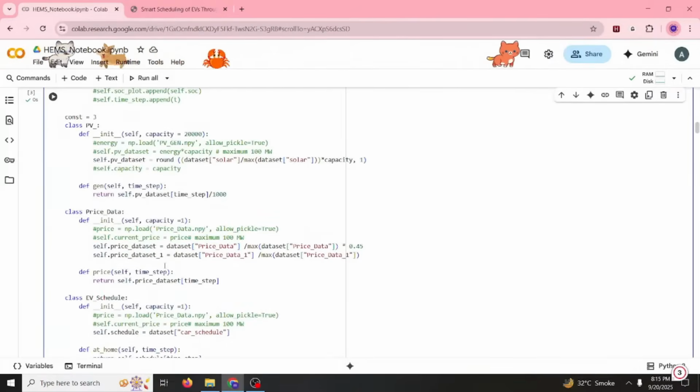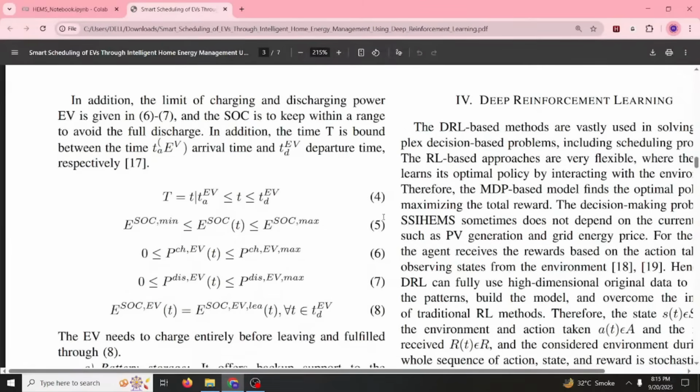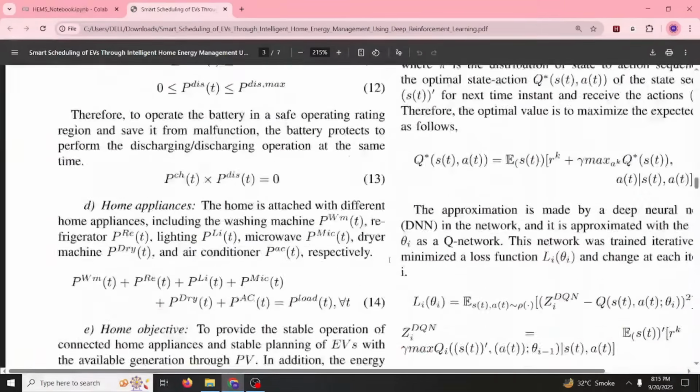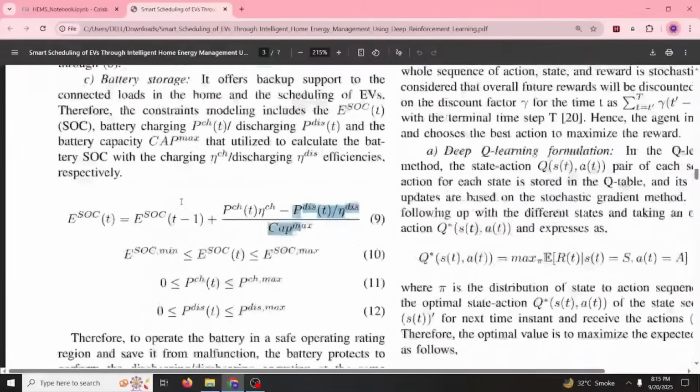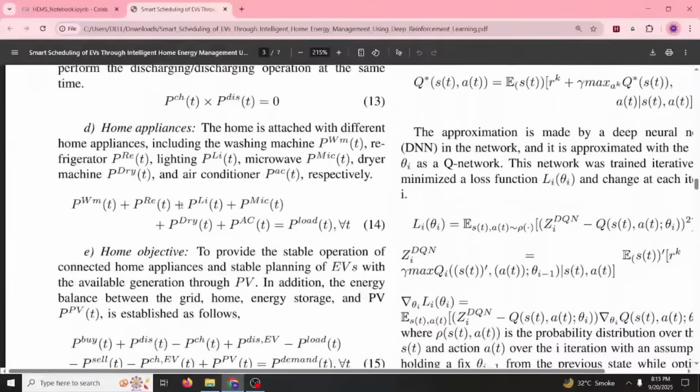Now let us move towards the photovoltaic generation. For photovoltaic generation, we can simulate this data as well, but using realistic data is better. I have used a data set here. You can check it from the paper. I have given the details of the data set that I have used in the paper.